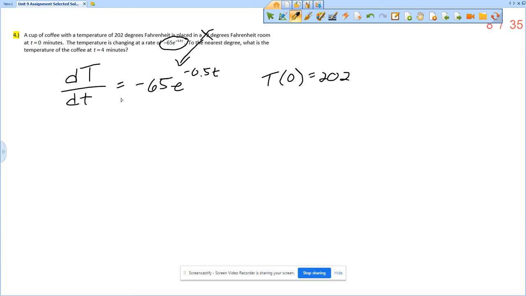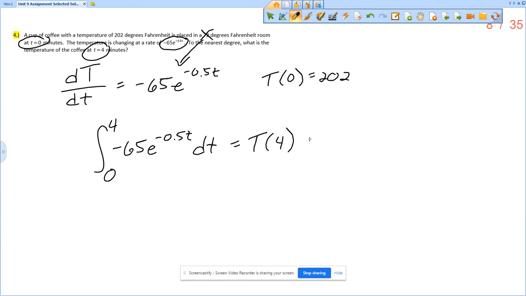But what we're going to do is turn this into a definite integral, right? So the integral of dT/dt, the rate of change of temperature function, so negative 65 e to the negative 0.5 t with respect to t. But we know the temperature at 0. We want to know the temperature at 4. So we're going to integrate from 0 to 4. Now, what does this find? This is going to find the change in temperature from 0 to 4. And so that means we're going to take the temperature at 4 and subtract the temperature at 0, right?